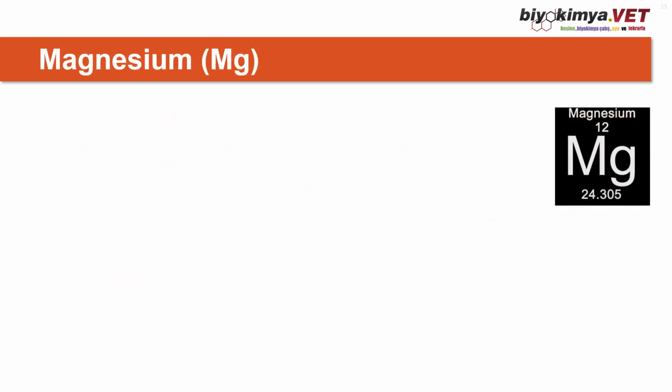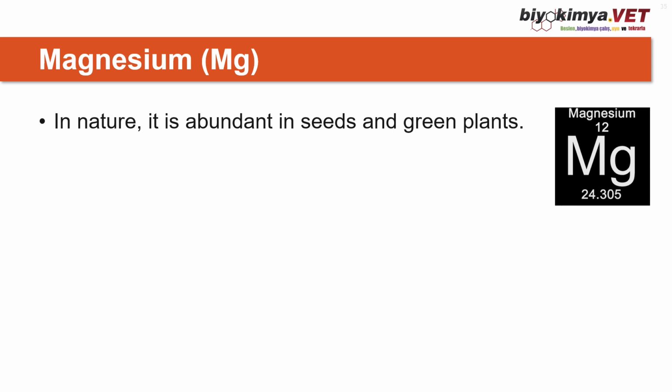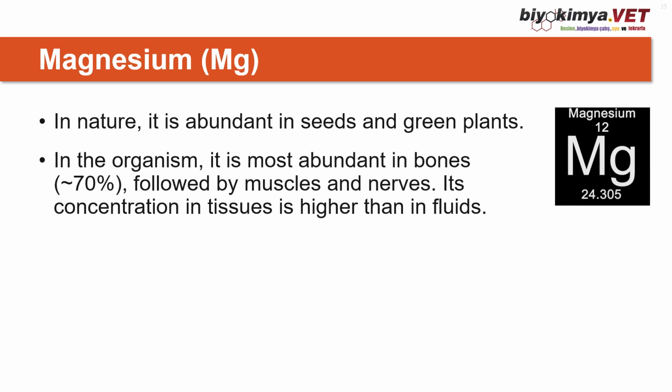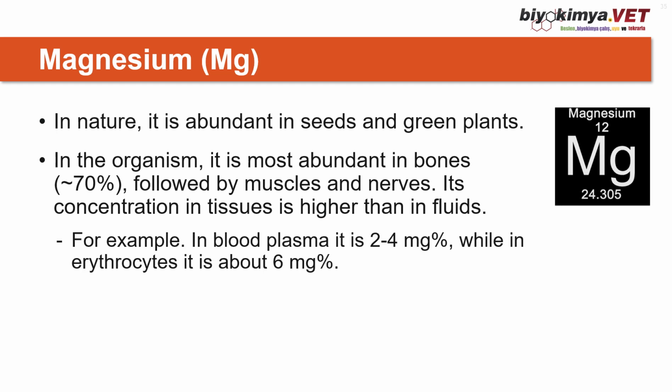It's time for magnesium. In nature, magnesium is abundant in seeds and green plants. Meat, milk, and seafood also contain large amounts of magnesium. In the organism, it is most abundant in bones, approximately 70%, followed by muscles and nerves. Its concentration in tissues is higher than in body fluids.